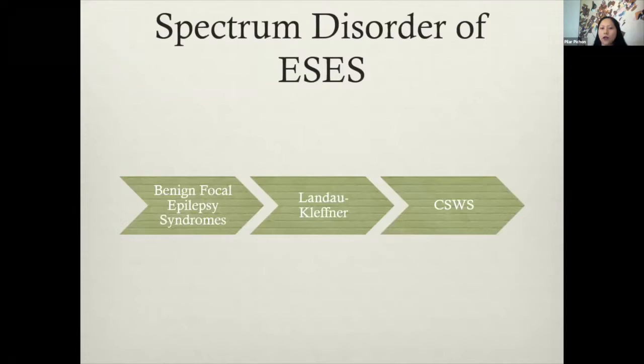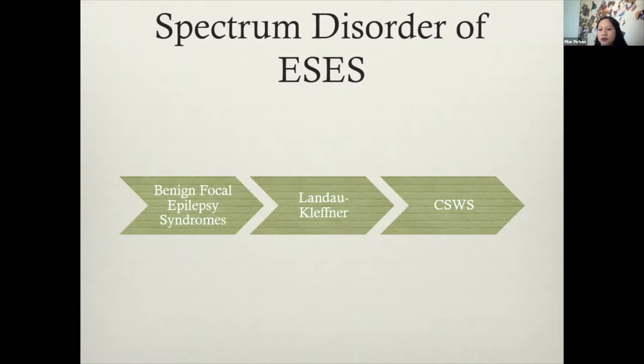So it is a spectrum. ESES, you see here on the left, could be benign focal epilepsy syndromes. What benign means is that the child may not have any cognitive delays, may not have behavioral problems, and we classify them under benign. And then you have the Landau-Kleffner in the middle, where the child usually has this aphasia. What we mean by that is they have this language regression. So for instance, they know how to say words, they know how to form sentences, make phrases, and then all of a sudden, boom, they lose all of that ability.